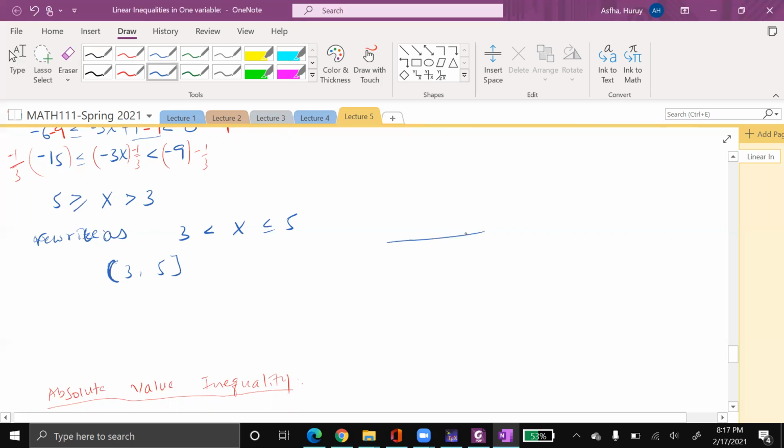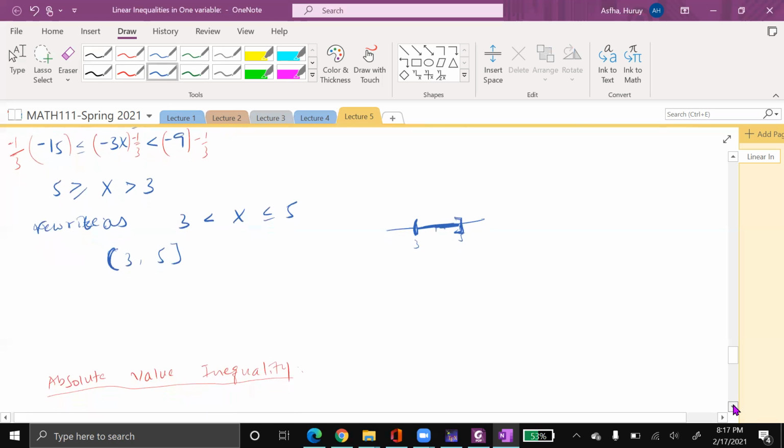Or on the number line, you have 3 and 5. So this is what it means. This is the shaded part. This is the solution set.